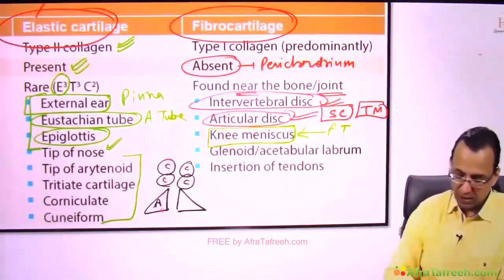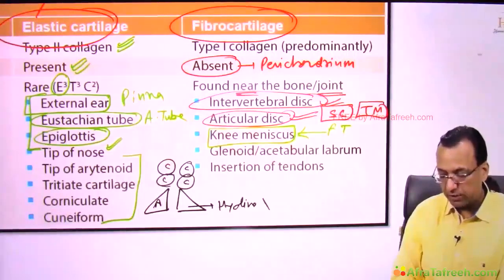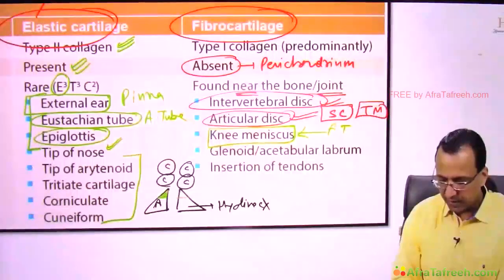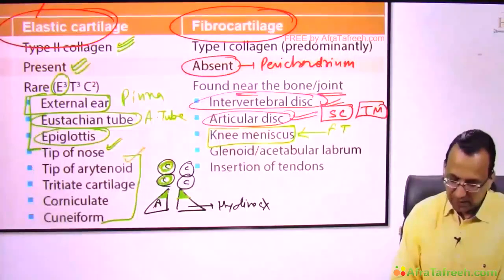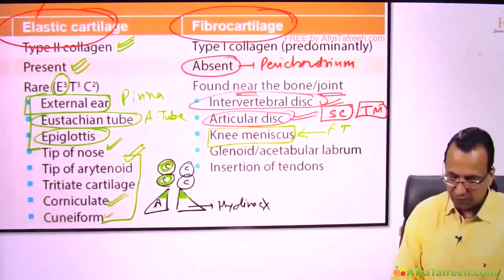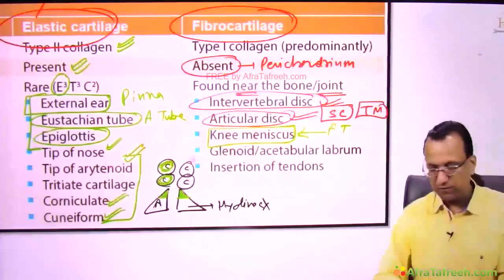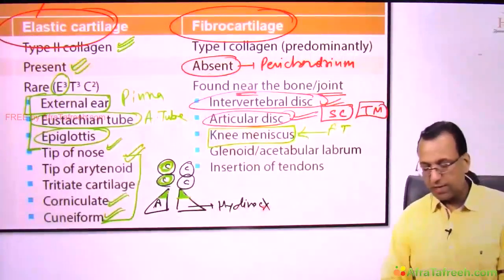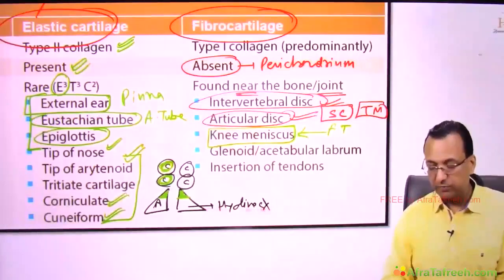Understand, arytenoid cartilage is hyaline cartilage, except the tip. What about the tip? The tip is elastic. And not only the tip of the arytenoid is elastic, the corniculate is elastic, the cuneiform is elastic. You mean to say that the tip of the arytenoid and the corniculate and cuneiform cartilages are all elastic cartilages? Yes, as can be seen from the posterior view of the larynx. And what about the rest of the arytenoid cartilage? It is hyaline. What about the other cartilages of the larynx? They are hyaline, because the respiratory tube is mostly hyaline.